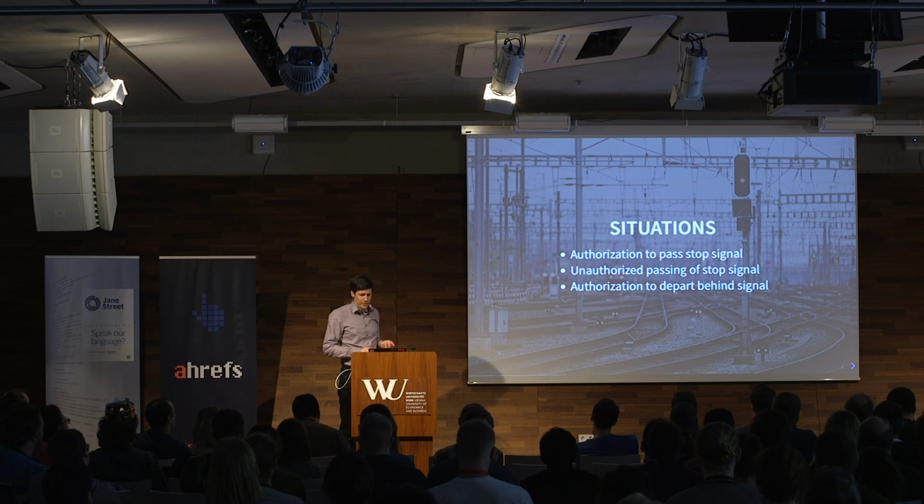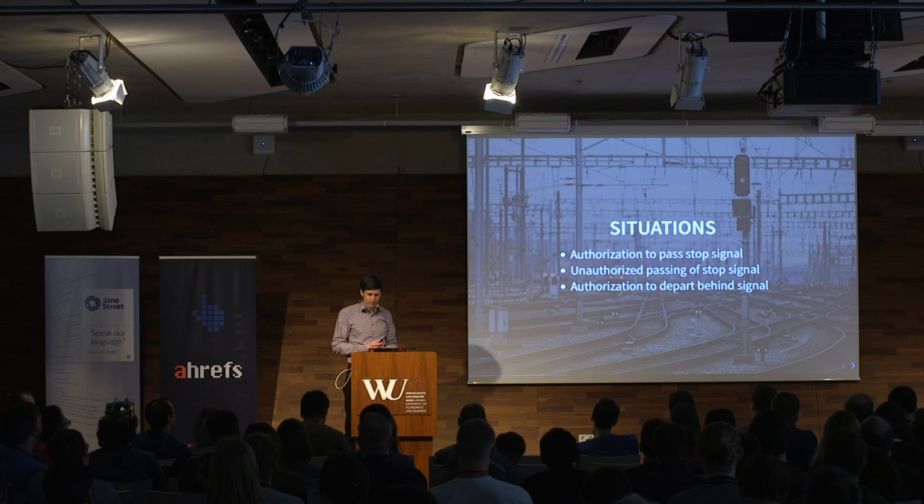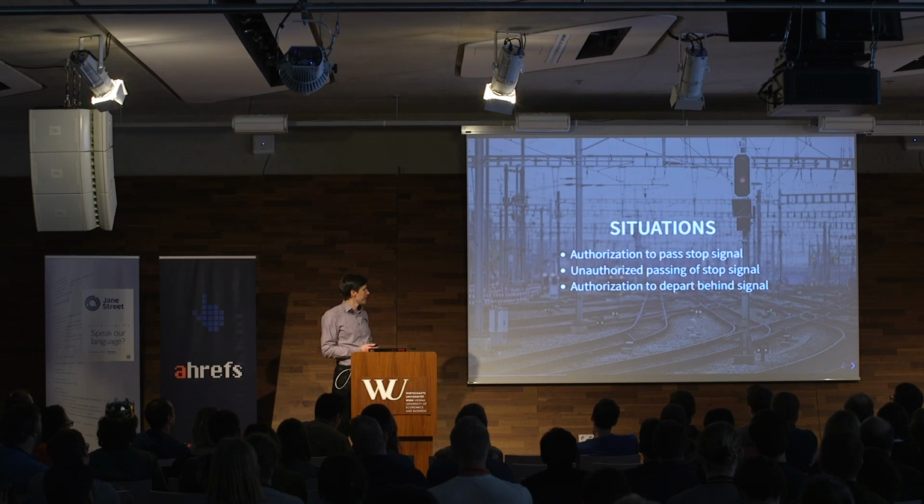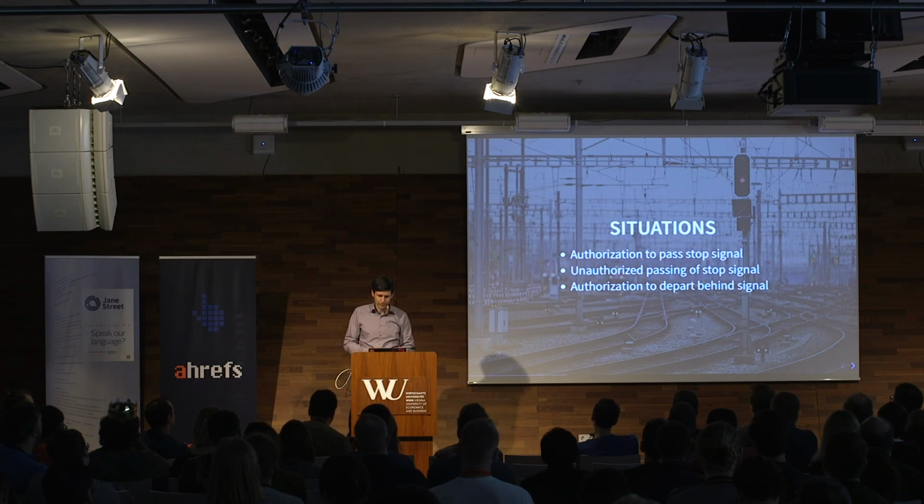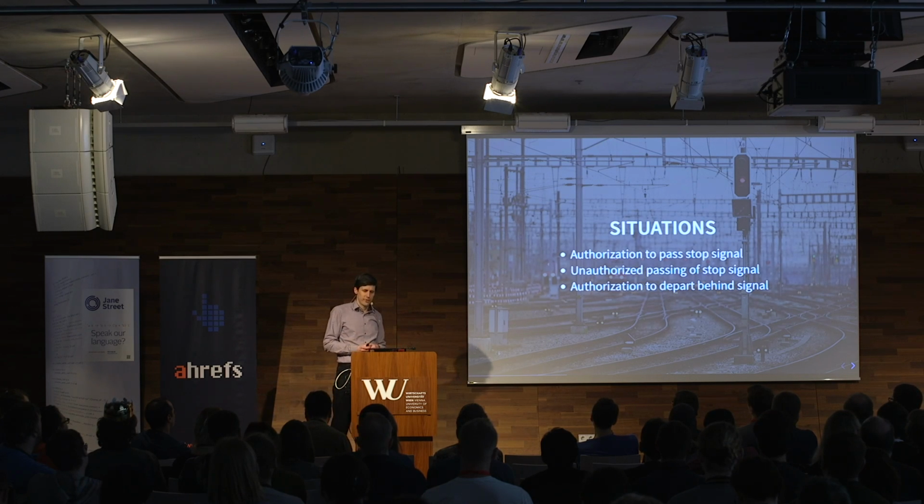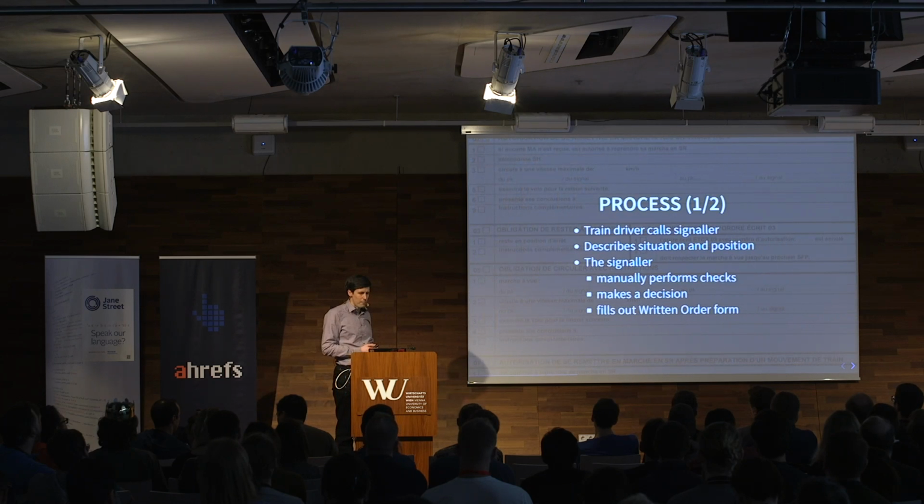In the second situation, the driver passed a stop signal because he overlooked it or because he was not able to stop in time. And in this case, an automatic emergency stop is triggered by the train control system, and still a manual decision must be made on how to proceed. In the third situation, the train is already standing behind the signal, for example, due to a shunting maneuver. So what all three situations have in common, someone must give manual permission to go on. And there's a process for that.